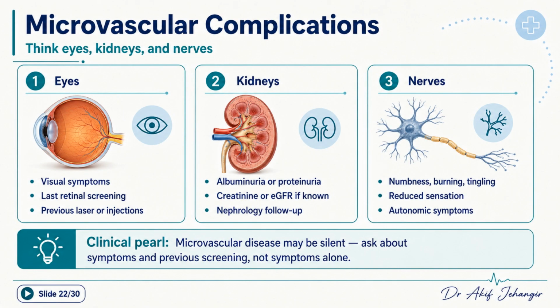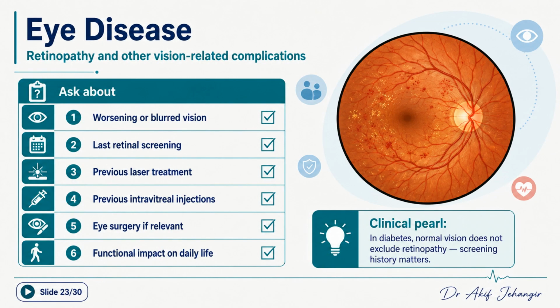Now move to small vessel complications. The memory structure is eyes, kidneys, and nerves. These problems may progress silently, so you must ask about both symptoms and previous screening. For eye disease, ask about blurred or worsening vision, floaters, last retinal screening, previous laser treatment, intravitreal injections, or eye surgery. Also ask about functional impact. In diabetes, normal vision does not exclude retinopathy, so screening history is important.